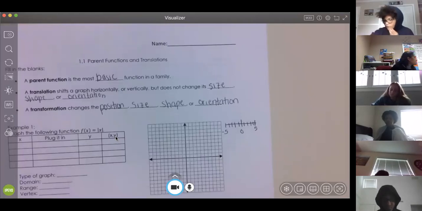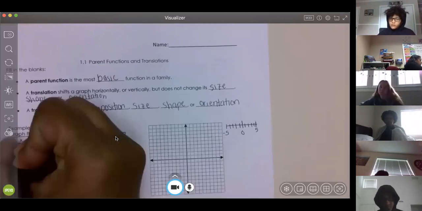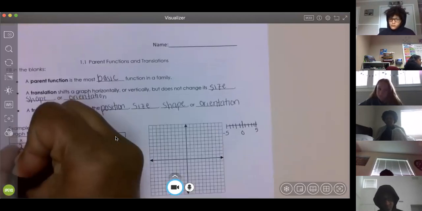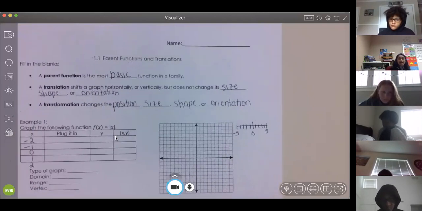Okay, so for example 1, we're going to go ahead and fill out a table of values for f of x equals absolute value of x. I want you to plug in -2, -1, 0, 1, and 2. Sorry, there isn't really a space for 2, so just add it in at the bottom.